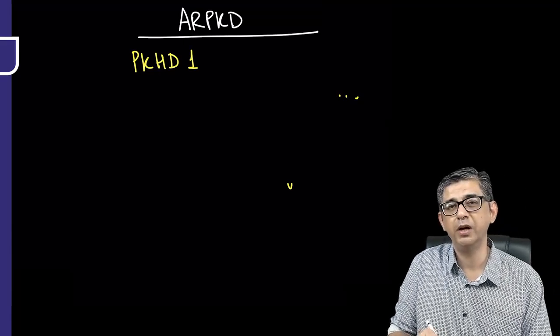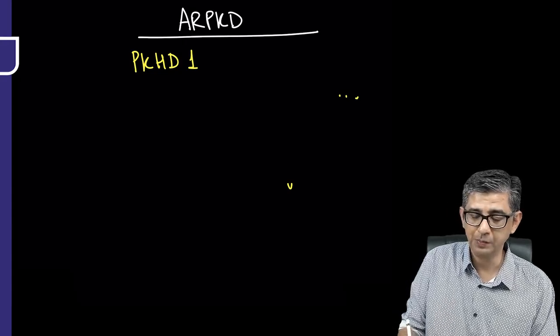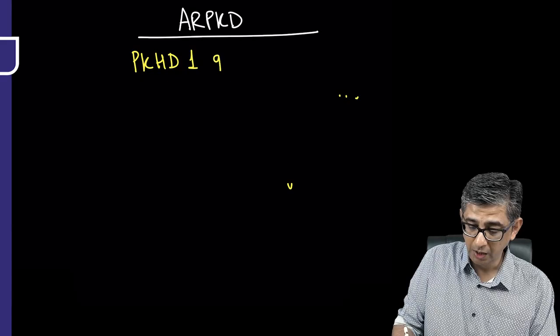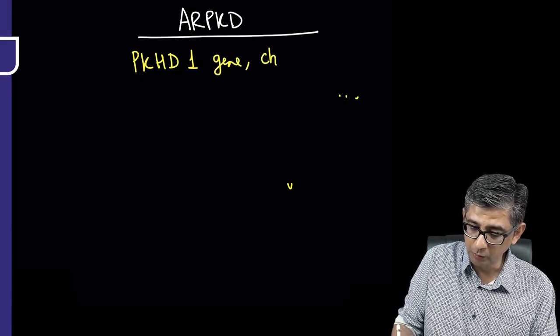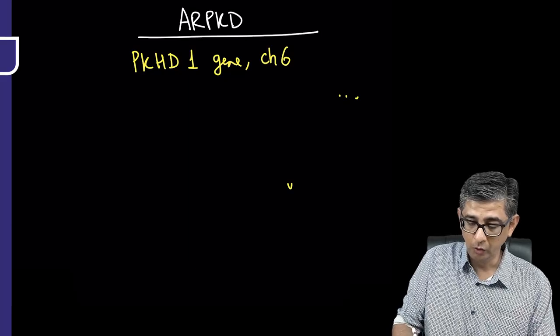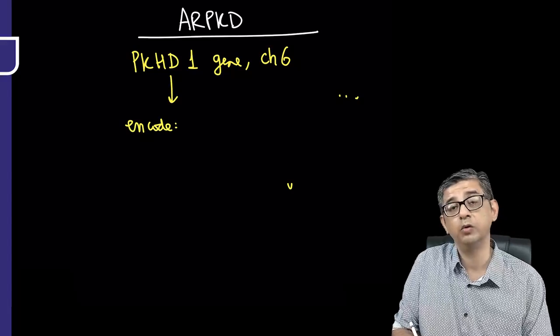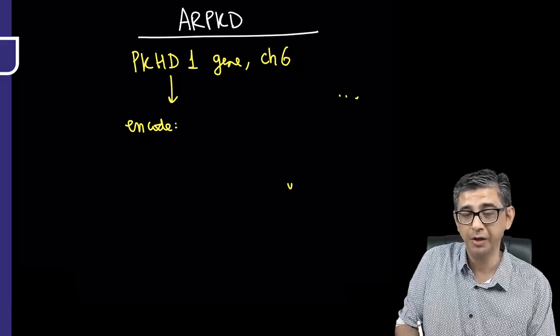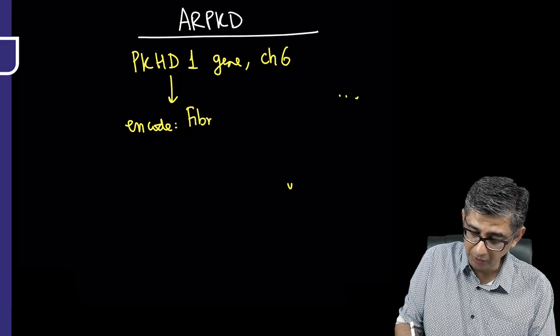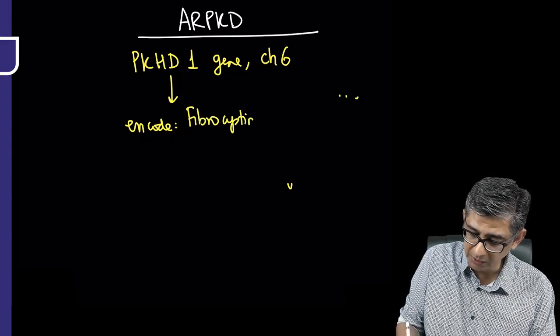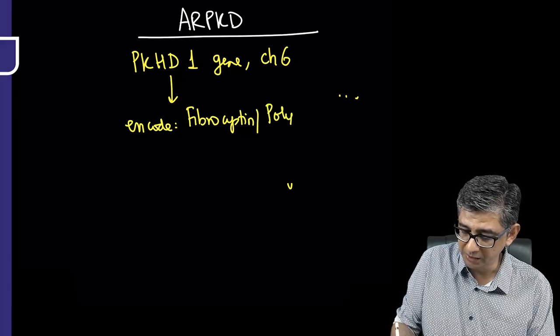Earlier we were talking about PKD1, PKD2, easier names. Now it is the PKHD1 gene, and this would be sitting on chromosome number 6. Now, which protein does this gene encode? Earlier, the proteins we were talking about were polycystin 1 and polycystin 2. This time, the name of the protein to be remembered is the fibrocystin and polydactin complex.